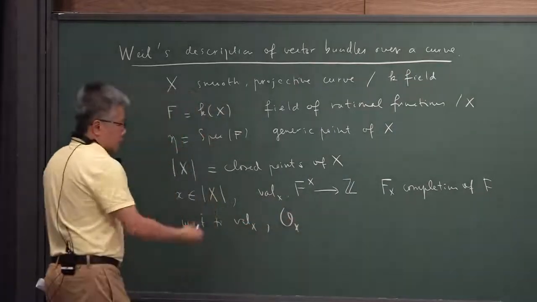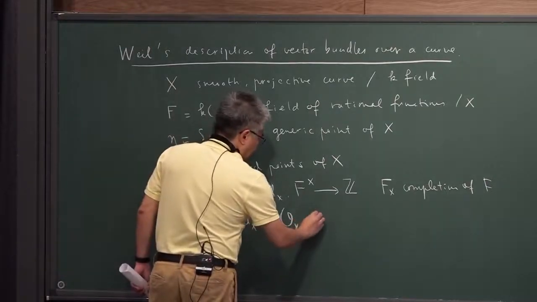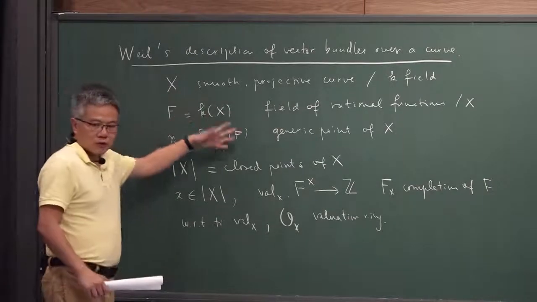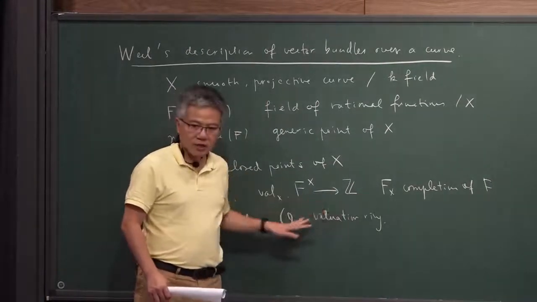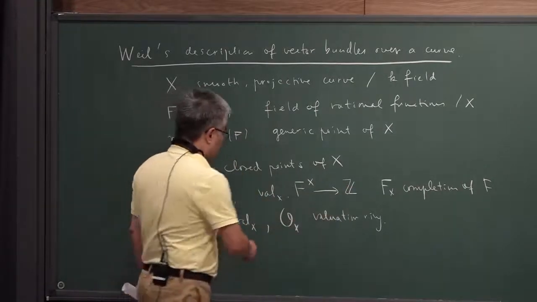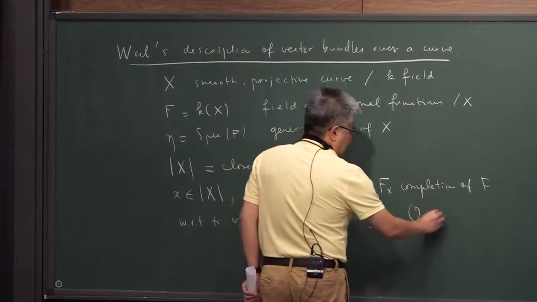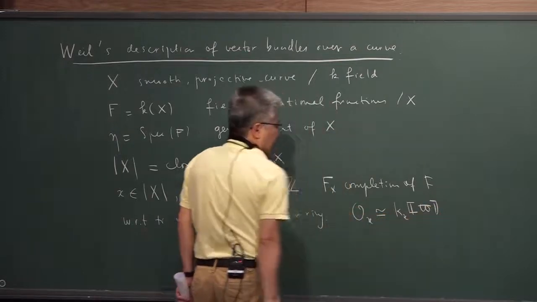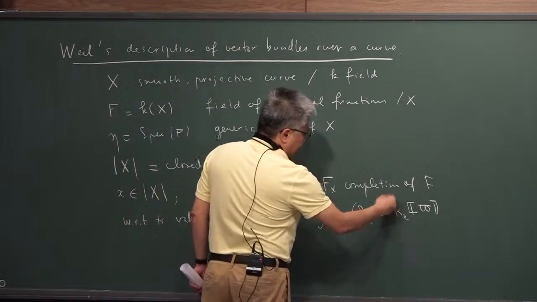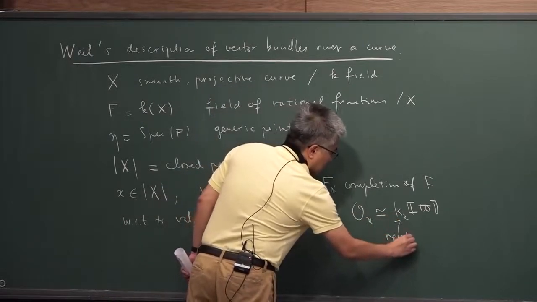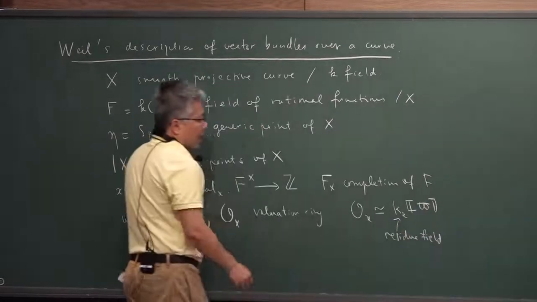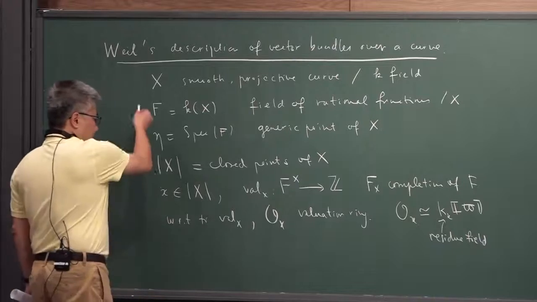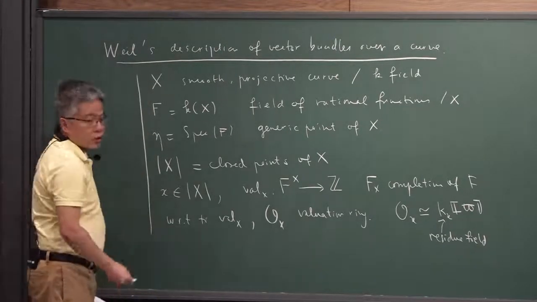And O_x is the valuation ring. Because we are working with a smooth projective curve, this is very simple. This is just the power series in one variable. So O_x is going to be isomorphic to k(x)[[pi]], the power series over k(x), the residue field of x, where pi is some uniformizing parameter. That's basically all the data we need to describe vector bundles.